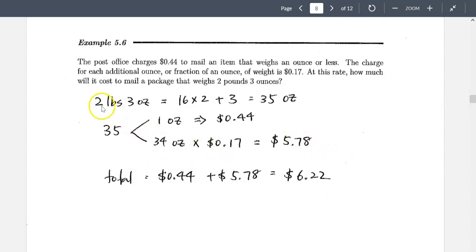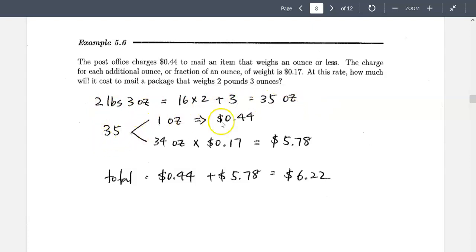Now, the first thing we need to figure out is, since all the prices are in ounces, the 2 pounds and 3 ounces, we need to change it to ounces. So every pound is 16 ounces, so 2 pounds will be 16 times 2, plus the 3 ounces. So 2 pounds and 3 ounces is now 35 ounces.